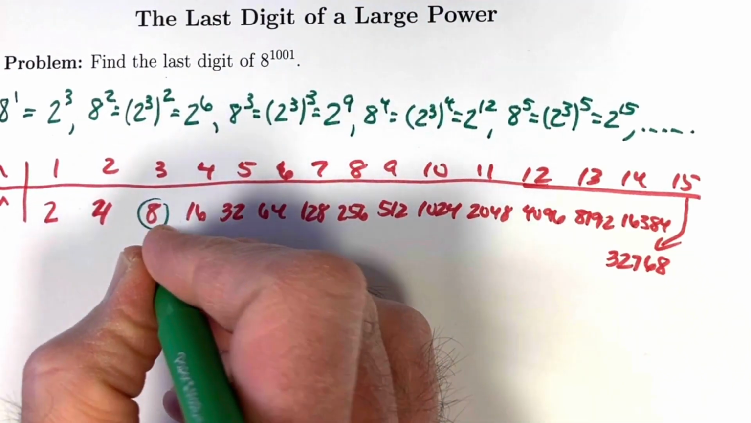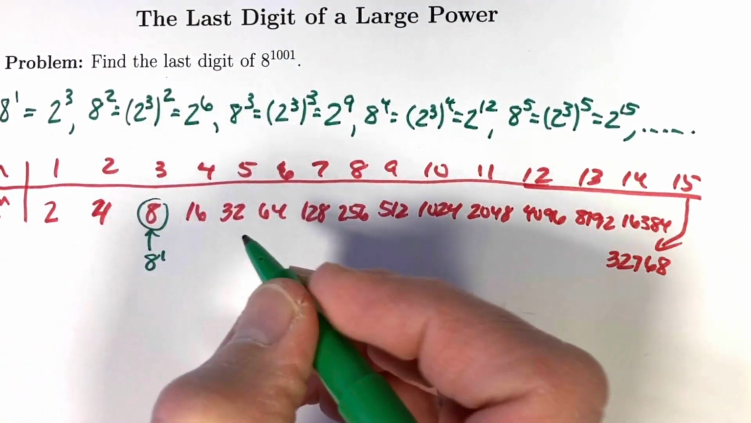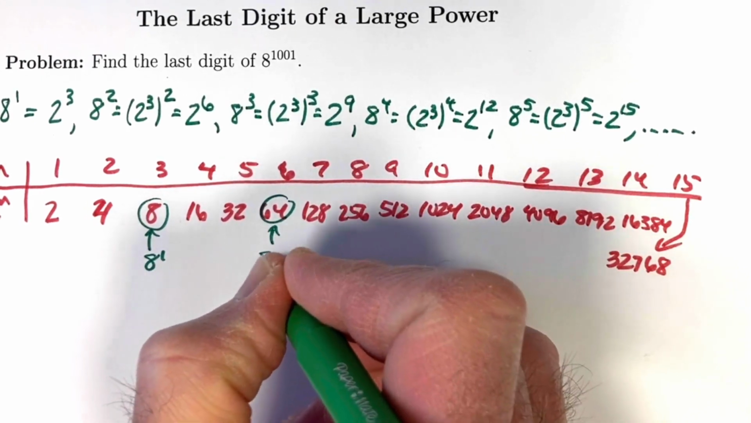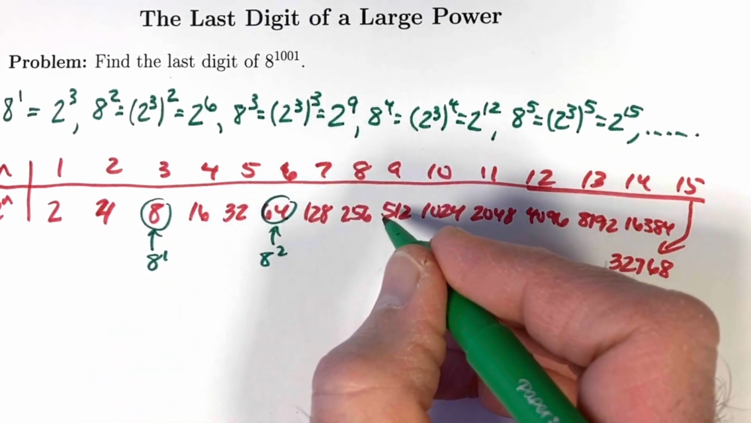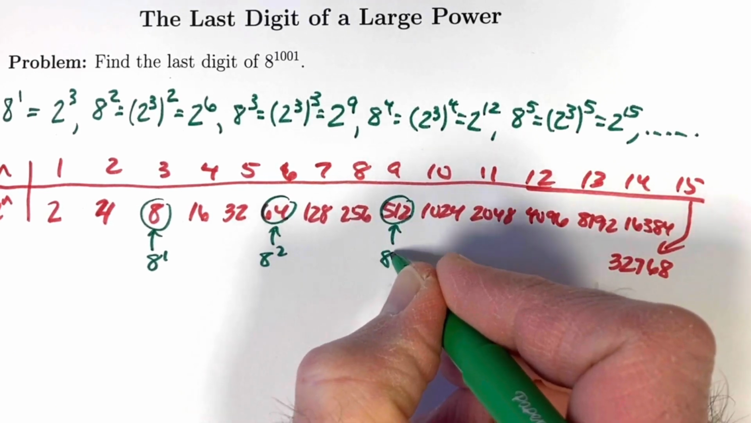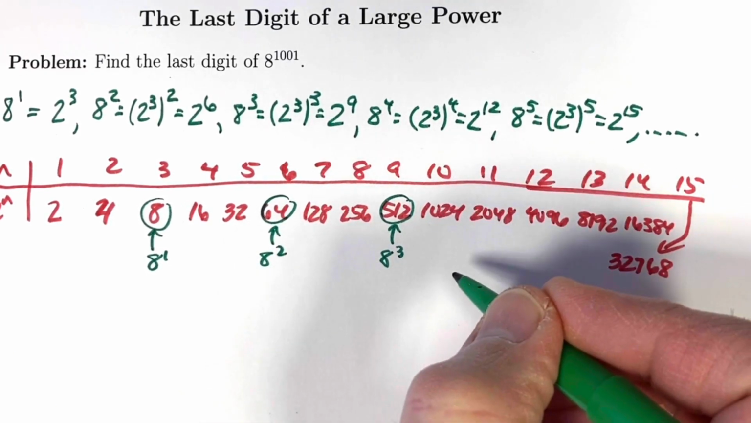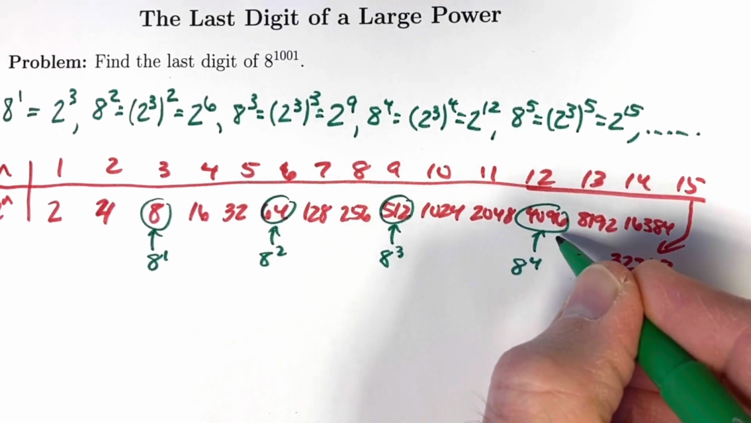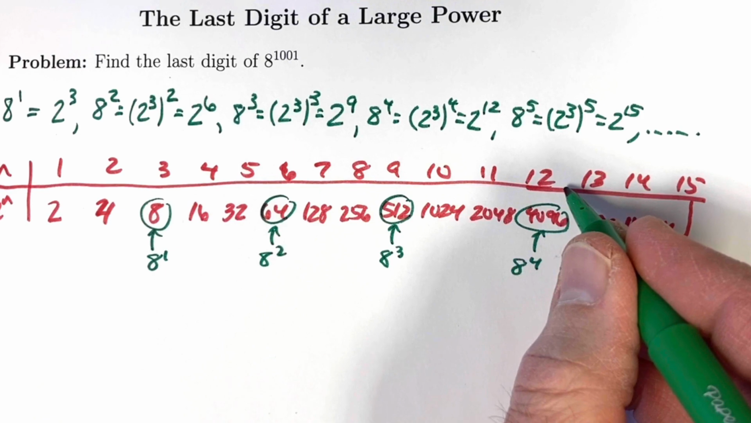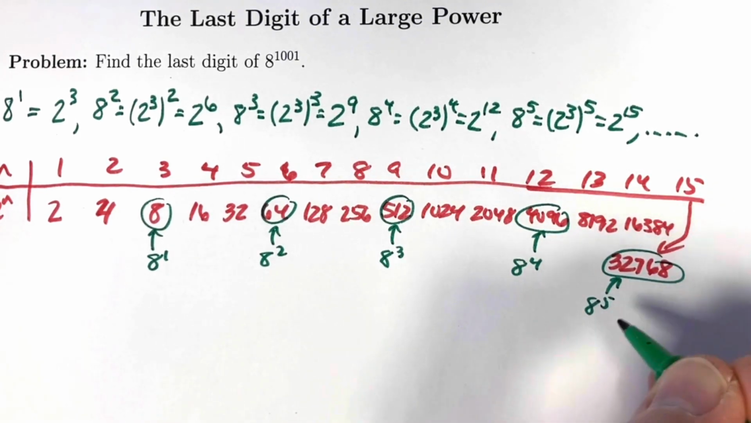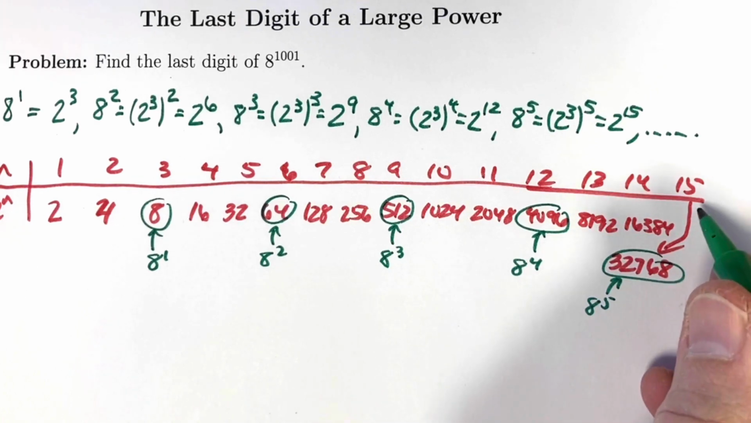8 to the first power is 8. That's the same as 2 to the third power. 8 to the second power is 64. That's the same as 2 to the sixth power. Keep going by 3. 8 to the third power must be 512. You can check it on your calculator. The same as 2 to the ninth power. Go 3 more. 8 to the fourth power must be 4096. The same as 2 to the 12th power. And 8 to the fifth power must be 32,768. The same as 2 to the 15th power.